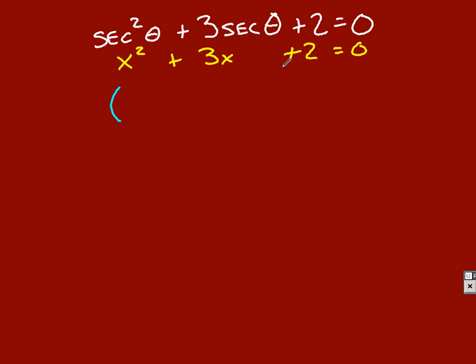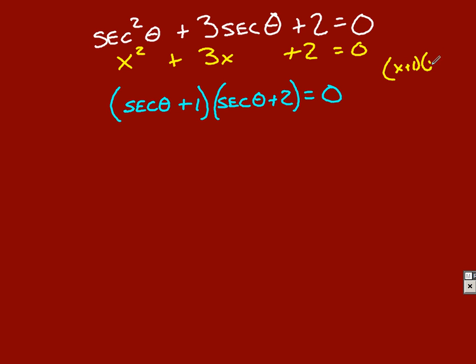What are factors of 2 that add to give me 3? That would be 2 and 1. So secant of theta plus 1 times secant of theta plus 2 is going to equal 0. Just like if we did it with the x's, it would be x plus 1 and x plus 2 as my factoring. So when two factors multiply to equal 0, each one individually equals 0. Secant theta plus 1 equals 0, and secant theta plus 2 equals 0. Now I'm going to get each one solved. Secant theta equals negative 1.